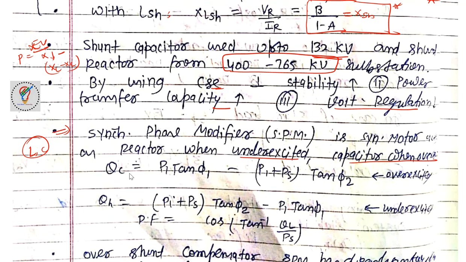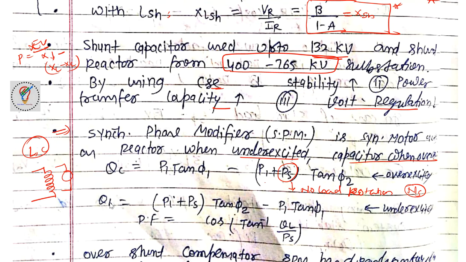Now here the formula is QC is equal to P1 into tan phi 1 minus P1 plus PS into tan phi 2. Sir, why are we considering P1 plus PS here? Generally, a synchronous phase modifier is just like a synchronous motor, so it will draw some extra power for its no load operation. This is the extra power supplied for no load rotation. Why? Because a synchronous machine runs only at synchronous speed, so it requires some extra energy to compensate its rotational losses.